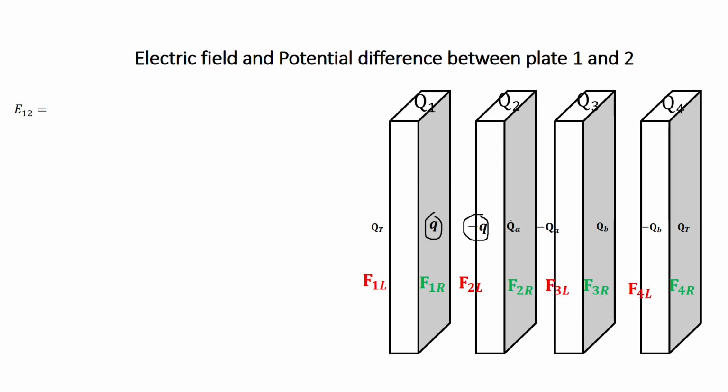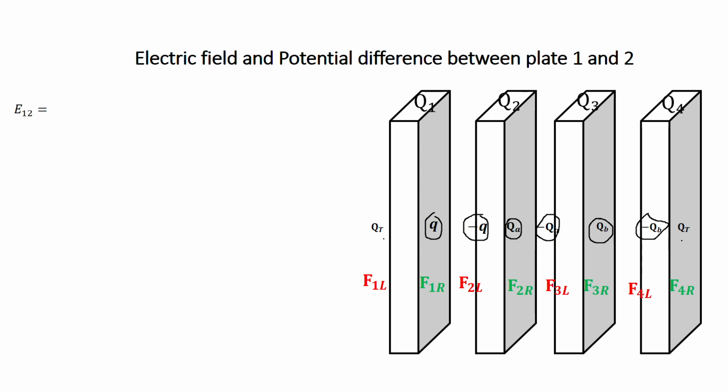Similarly, if qa appears on f2r, then from Gauss law, minus qa will appear on f3l. Similarly, if qb appears on this f3r, then minus qb will appear on this f4l. And I have calculated in my previous video that qt will be the same on f1l as well as on f4r.